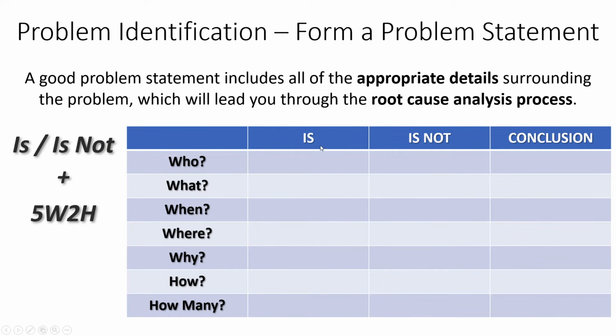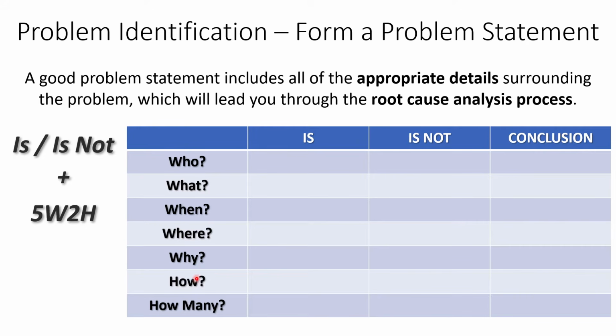And then the is not analysis is essentially, who is complaining about the problem or who is not complaining about the problem. When did the problem occur and when did it not occur? Where did the problem occur and where did it not occur? Maybe you have multiple pieces of equipment and this nonconformance or this defect is only occurring on one piece of equipment and not on the other pieces of equipment. And it's through this process of talking about what is and what is not that can oftentimes reveal really interesting conclusions around the problem that will lead you into root cause analysis.